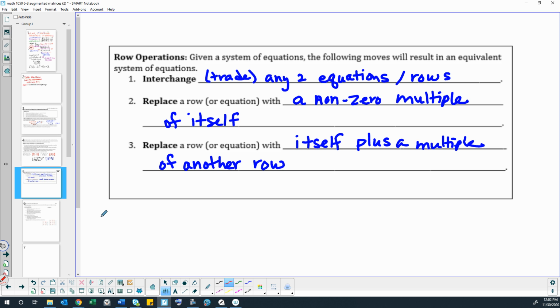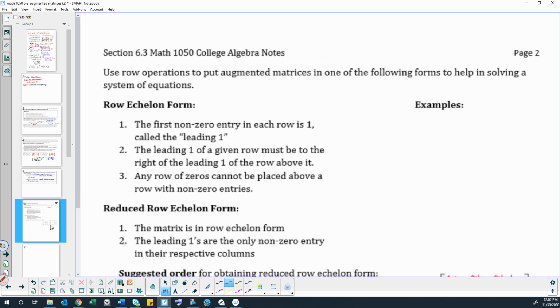Okay, let's go step by step through an example here. Okay, use row operations to put augmented matrices in one of the following forms to help in solving a system of equations. So there's 2 different forms. There's one called row echelon form, and that's where we just get our upper triangular form that we saw at the very beginning. Okay, so here are some examples of problems that are in what we call row echelon form.